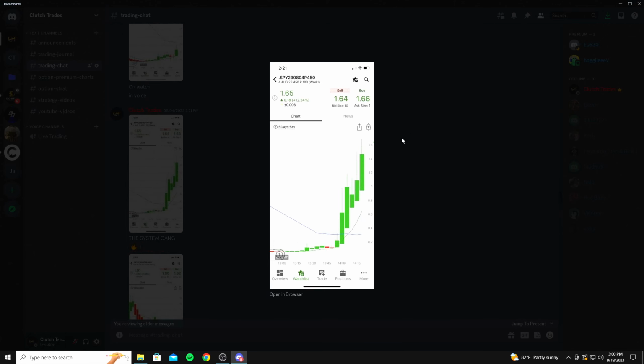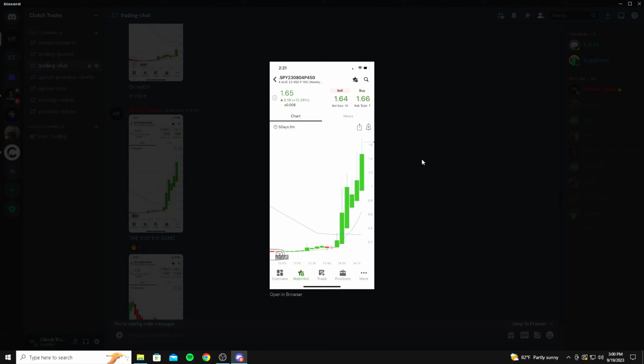And then right here, crazy move on these 450 puts, man. These things went like 4x. Look at these things. We end up crossing right here. And then what are these, like 0.60, 0.50, around like $40 to $60 a contract. And look at these things, 160 a piece. Just a crazy move on these contracts.